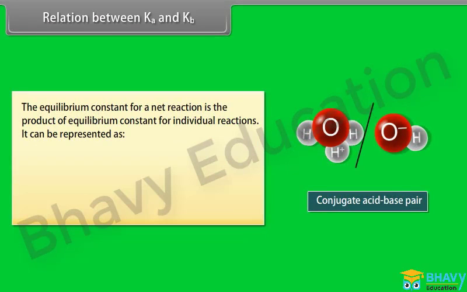Relation between Ka and Kb. The equilibrium constant for a net reaction is the product of equilibrium constants for individual reactions. It can be represented as K net is equal to K1, K2, K3, and so on. For a conjugate acid-base pair, Ka, Kb is equal to Kw.